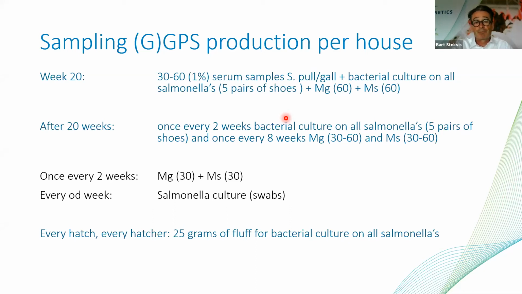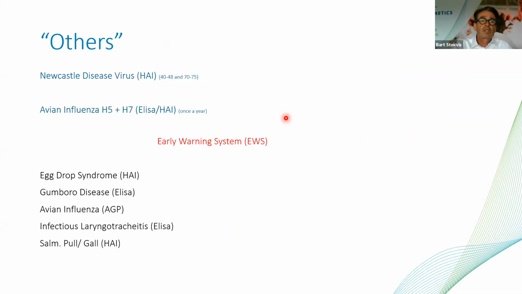And also at the hatchery, every hatcher is sampled for Salmonella. Also here, we check for Newcastle and we check for avian influenza. And also during the production periods, we check on EDS, Gumboro, again avian influenza, but that is our own program. We are checking the flocks every 8 weeks. That is above the national program. We check on infectious laryngotracheitis, and for export reasons, we also check monthly on Salmonella pullorum gallinarum.